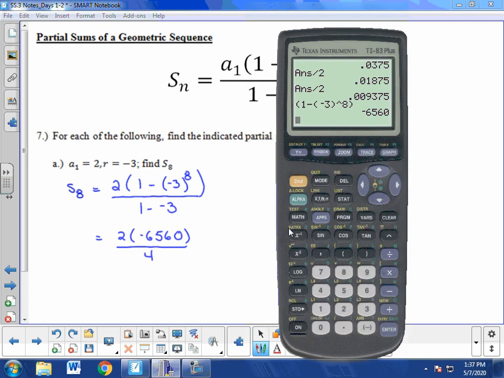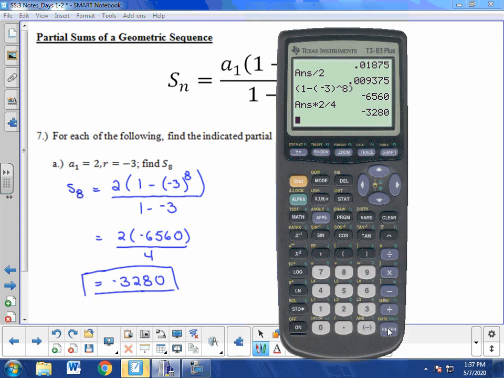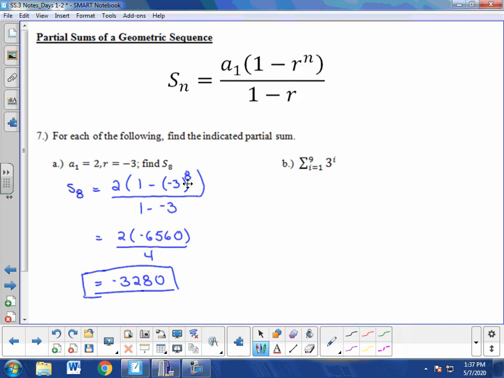So now I can simplify this by taking this negative 6,560 times 2, which we have in the numerator, and then dividing by 4. And so this is the value, negative 3,280. This value is what we would get if I took the first term 2 and then added that to the next term, which would be negative 6 because you multiply 2 times negative 3, and then added that to the next term and continued all the way up to 8. It just gives us a shorter method of finding the first 8 terms and then adding them all together.